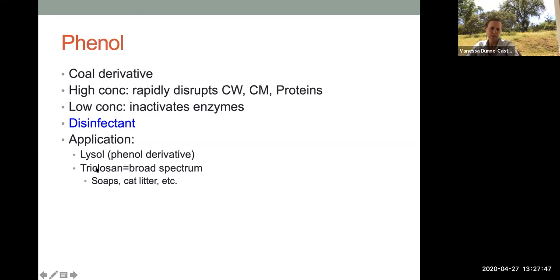Phenol is also a major component of triclosan, which is a type of antimicrobial agent that's used in different types of soaps, or at least it was used in different types of soaps until I think the FDA prevented the use of triclosan in soaps because it does not seem to be all that much more effective against microorganisms than non-triclosan based soaps.